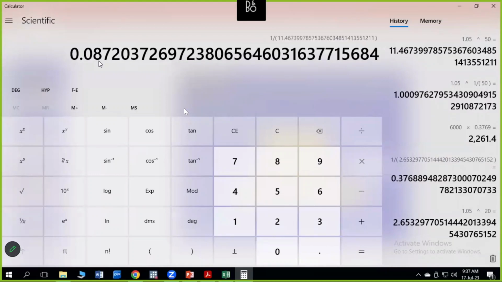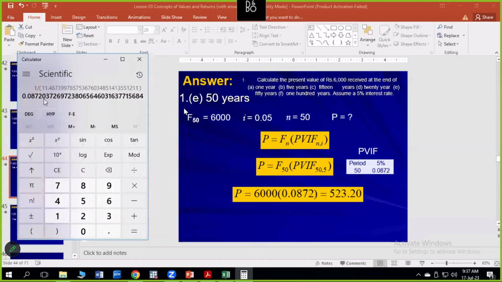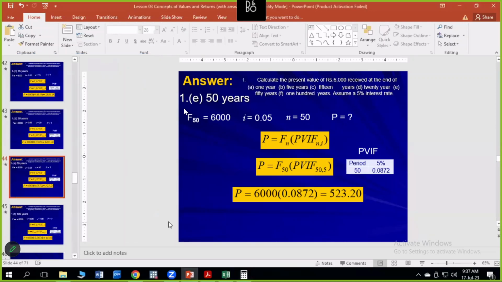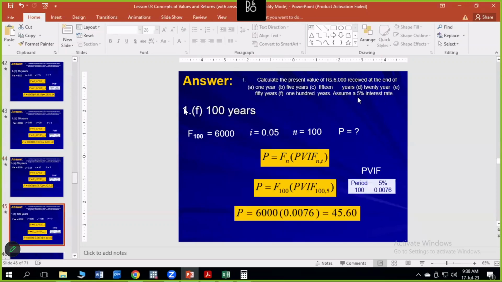It's coming. 0.872. So it's the right answer. You can obtain it. Then the next question: 100 years.